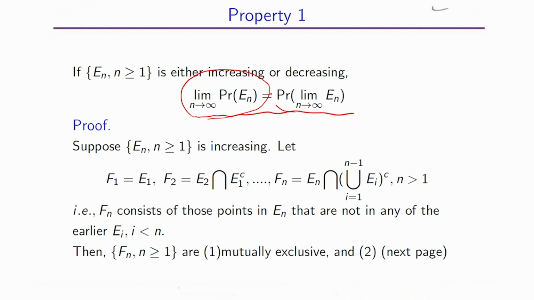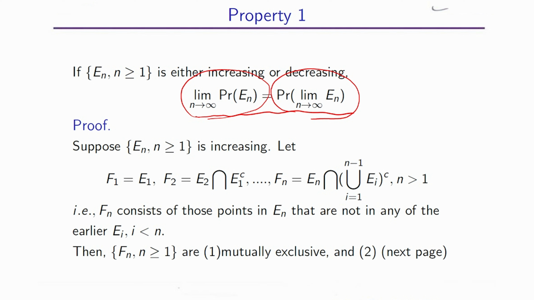And on the right hand side, let's look at what's inside the bracket. The limit as n goes to infinity of E_n is a limiting event. If you take the probability of this limiting event, this is a number too. This property tells us that the number on the left hand side is actually equal to the number on the right hand side. And now we want to prove that.